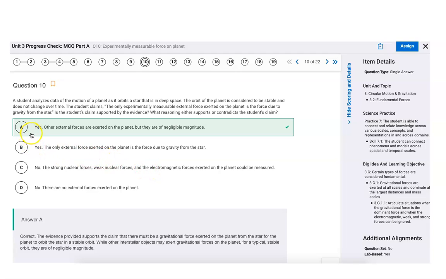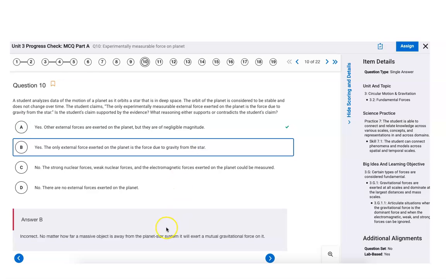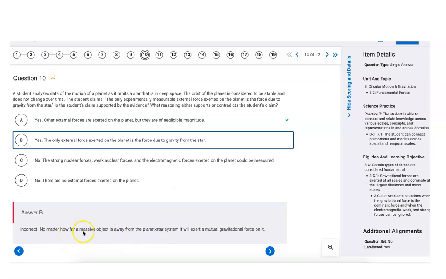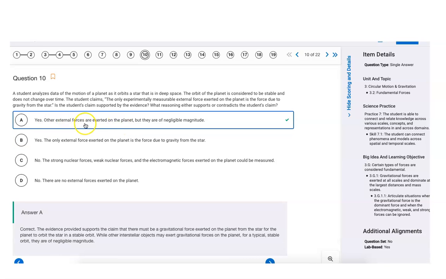So this A and B might be confusing. So B says yes, the only external force exerted on the planet is the force due to gravity from the star, which is incorrect. So no matter how far a massive object is away from the planet star system, it will exert a mutual gravitational force on it, but they can be neglected. So yes, they're still there, but they can be neglected. So that's why A is correct.